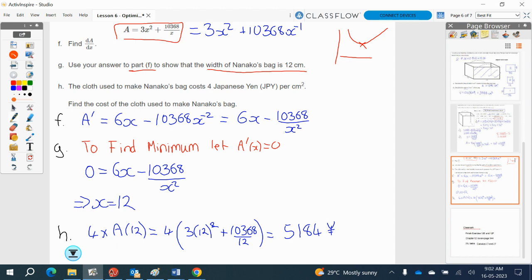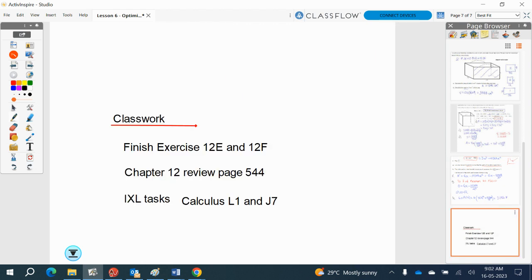Do we need to worry about the units? Absolutely. You give it back in whatever way they gave you, because they've asked for it in some way. JPY would do.